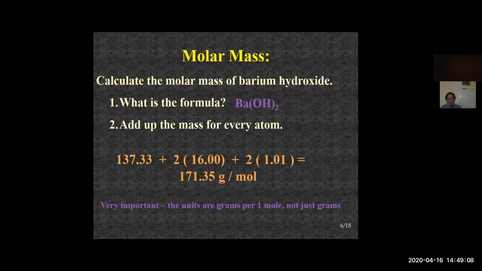Again, if I weigh out 171.35 grams of barium hydroxide, I have 1 mole, or 6.02 times 10 to the 23rd molecules of barium hydroxide. So that's how we calculate the molar mass of any compound you're given. You add up all the atomic weights for all the atoms involved in that formula.